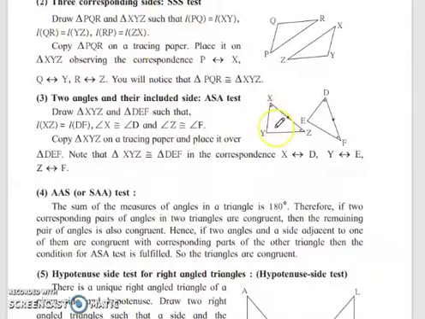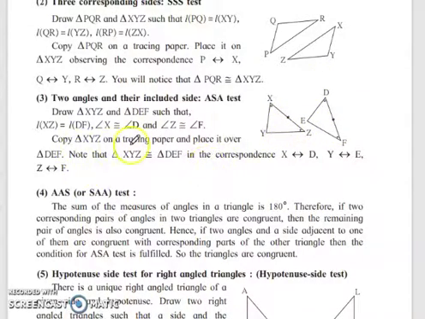Copy this triangle XYZ on a tracing paper and place it on triangle DEF such that this angle X should overlap this angle D, this angle Z should overlap this angle F, and this side XZ should overlap this side DF, so that this angle E and angle Y will overlap each other and these two sides will overlap each other.